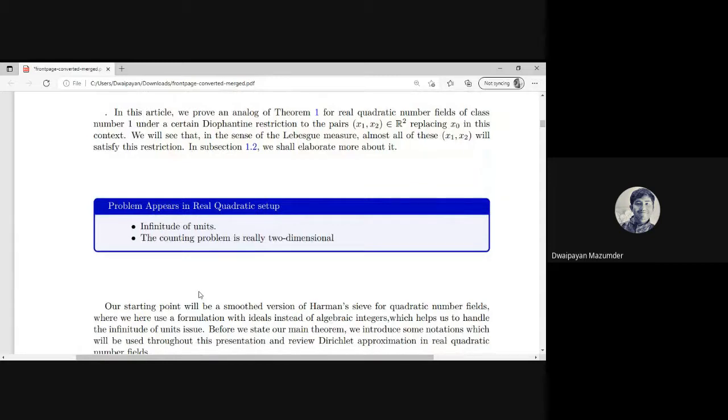Next, we want to construct the same thing in the setup of real quadratic number fields. But now we are facing two difficulties. One is the infinitude of units: in a real quadratic number field you have an infinite number of units, the unit group is infinite. And the second is that the counting problem is really two-dimensional. If you actually go on, you can see that we ultimately head towards a counting problem that is really two-dimensional, and that creates a problem.